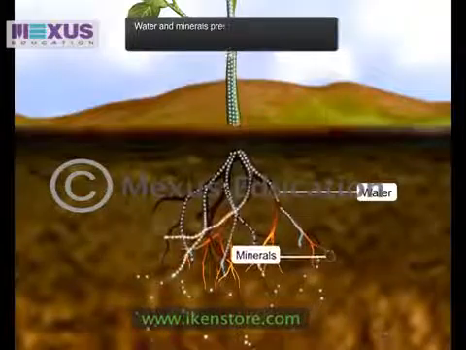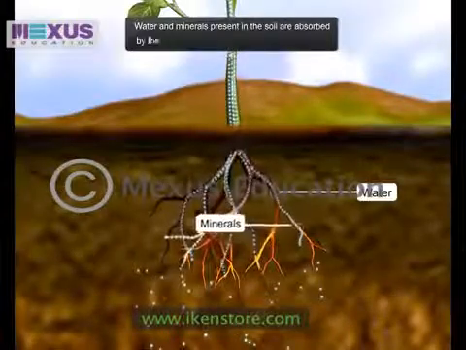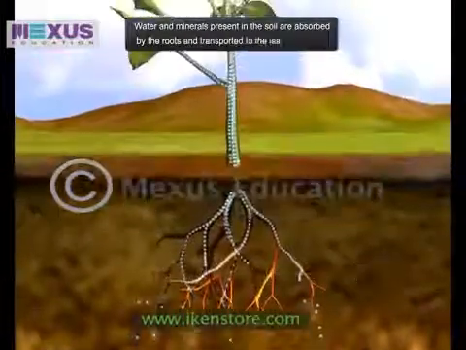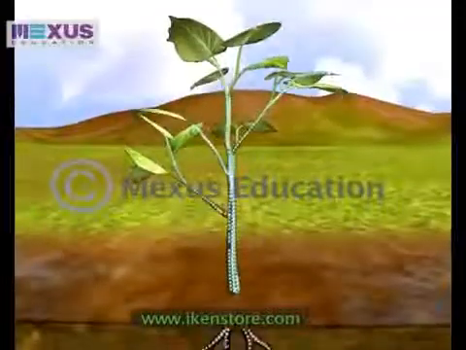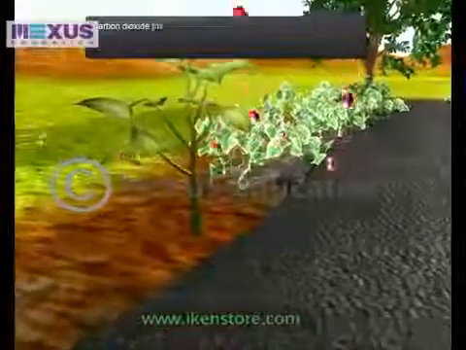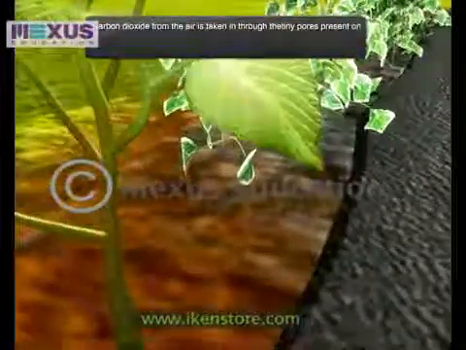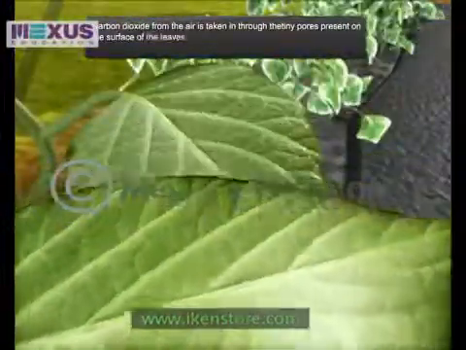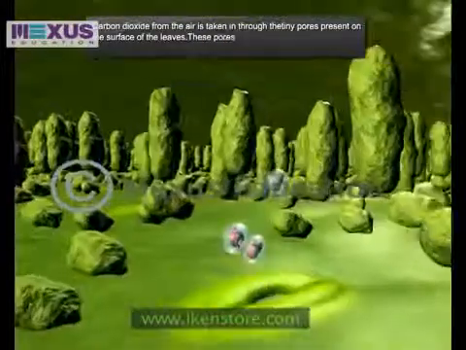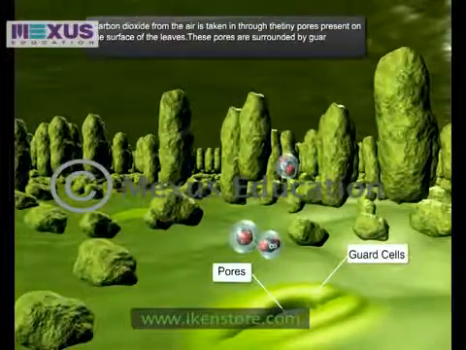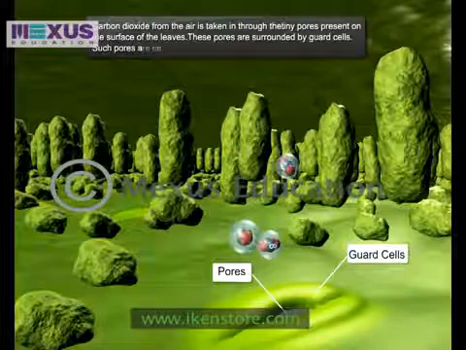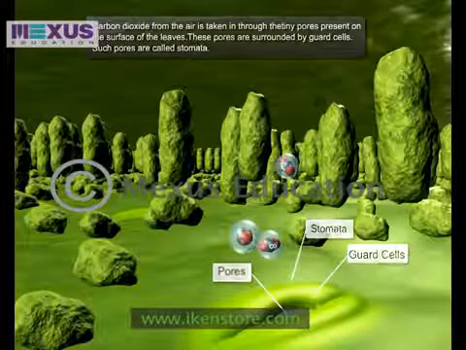Water and minerals present in the soil are absorbed by the roots and transported to the leaves. Carbon dioxide from the air is taken in through the tiny pores present on the surface of the leaves. These pores are surrounded by guard cells. Such pores are called stomata.